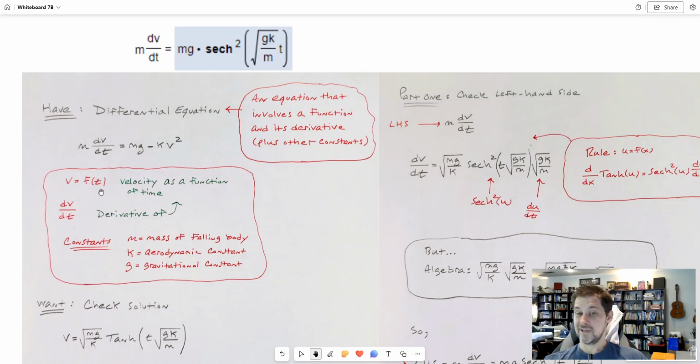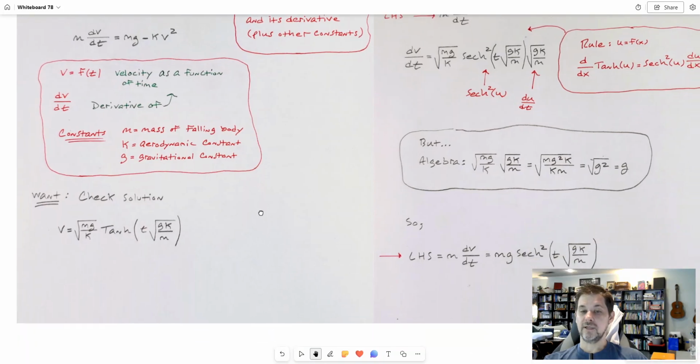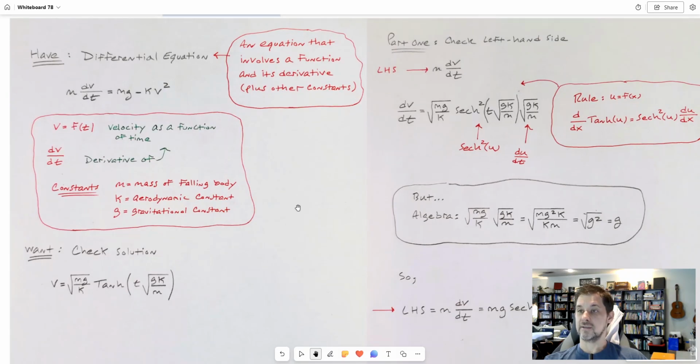There's some function of t, which is a solution of this. This function works if you plug it in. Apparently, we're going to prove that. And I've got these other things identified as constants. So that's the scenario in the problem. Here's the differential equation. Here are the parameters of it. And I want to check that this is the solution. Here's that function of t that is apparently the solution. It says v is root mg over k, that's a constant, times hyperbolic tangent of t, that's our variable, times root gk over m, that's a constant. Okay? All right, so here's what I have, and I want to check that this is the solution.